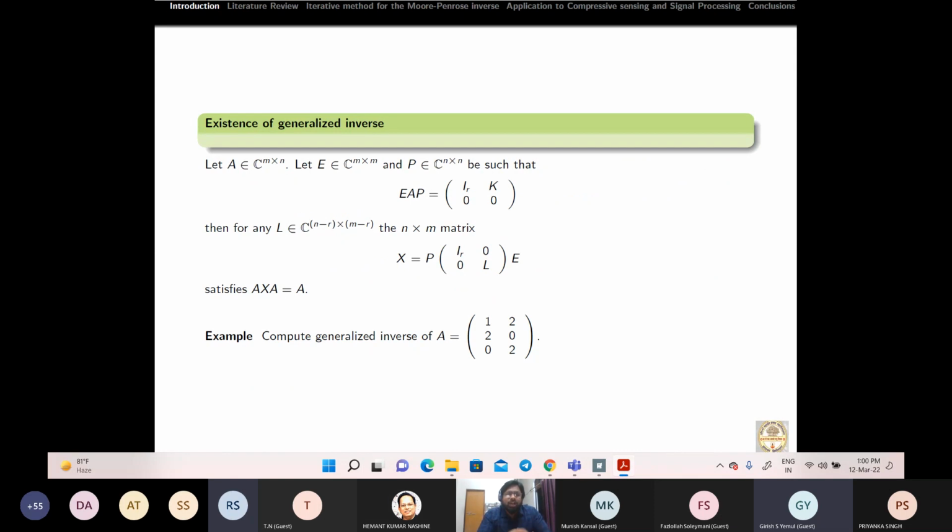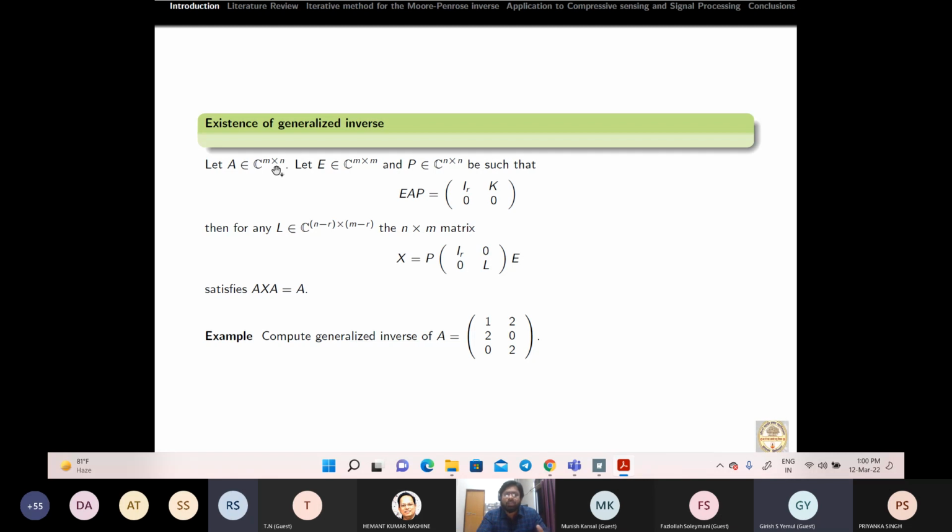Now I will discuss the existence of the generalized inverse. If you have any m cross n matrix, we can compute its generalized inverse. This result says that suppose A is any m cross n matrix and E is an m cross m matrix and P is an n cross n matrix. We might have studied this particular form in linear algebra, the normal form. If A is any arbitrary matrix, we can reduce that matrix to the normal form by pre and post multiplication by elementary matrices and permutation matrices.